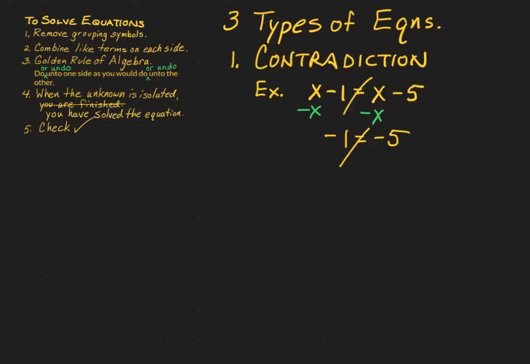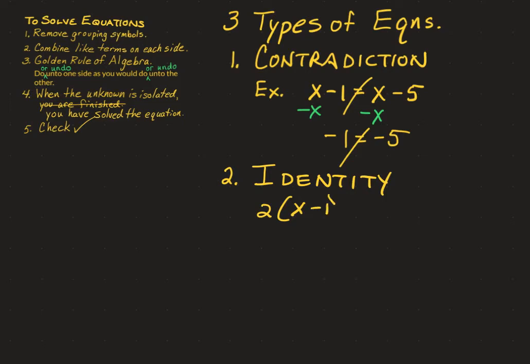Okay? Had we tried to move everything else, eventually we have to get the x's on the same side, and every time we do that, they're going to disappear. So that is a contradiction. It is not true. The second type of equation that you may come across is an identity. An identity is always true, all the time.